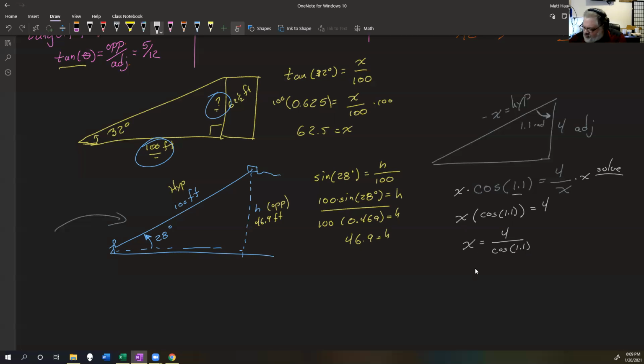So what'd you get when you took 4 and divided by that cosine of 1.1? 8.82 rounded. 8.82. Anybody want to back that up? Yep, that's what I got. Okay. And that seems pretty reasonable in scale. 8.82. Questions about that?